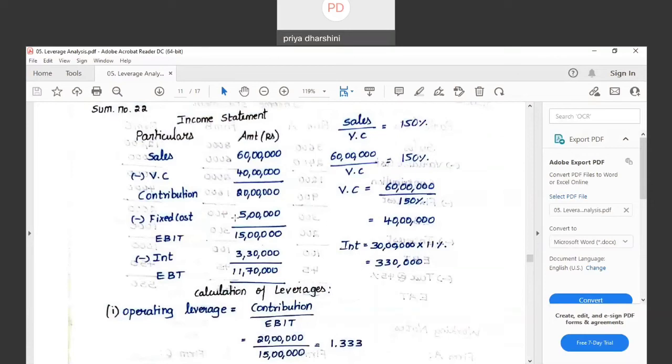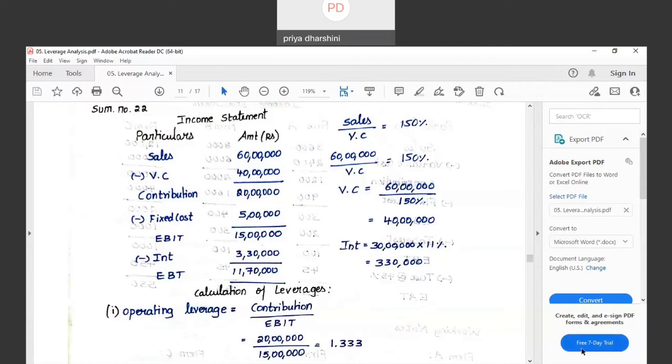The fixed cost other than interest is 5 lakhs. So this is fixed operating cost. Contribution minus fixed cost will give us EBIT, minus the interest. How much is the interest? Debentures is 30 lakhs. 11% is the rate of interest. So 30 lakhs into 11% will give us 3 lakh and 30,000 as the amount of interest. EBIT minus interest will give you earnings before tax.